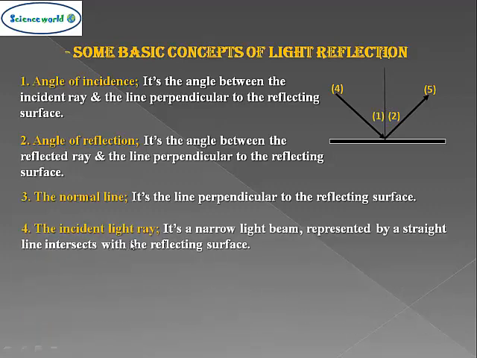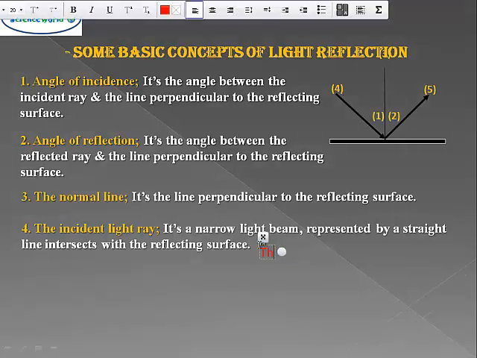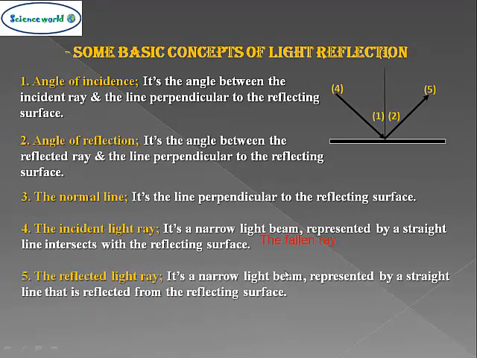Number 4, the incident light ray. It is a narrow light beam represented by a straight line that intersects with the reflecting surface. This is the incident light ray, which means the falling ray. Number 5, the reflected ray. It is a narrow light beam represented by a straight line that is reflected from the reflecting surface. It gets out from the reflecting surface.